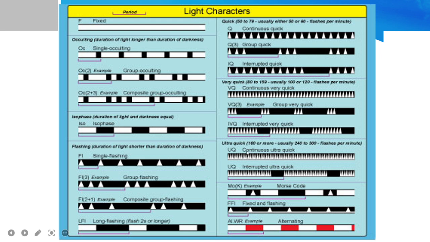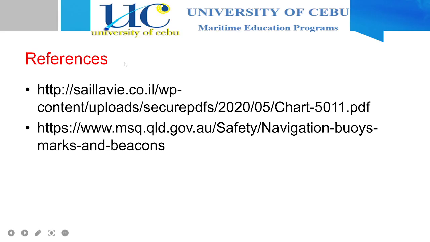So ultra quick is 160 or more, usually 240 to 300 flashes per minute. This is the UQ, continuous ultra quick, and this is the uninterrupted ultra quick, and this is the Morse code and the fixed flashing, and this is the alternating lights. So this is the reference from which the report was taken.